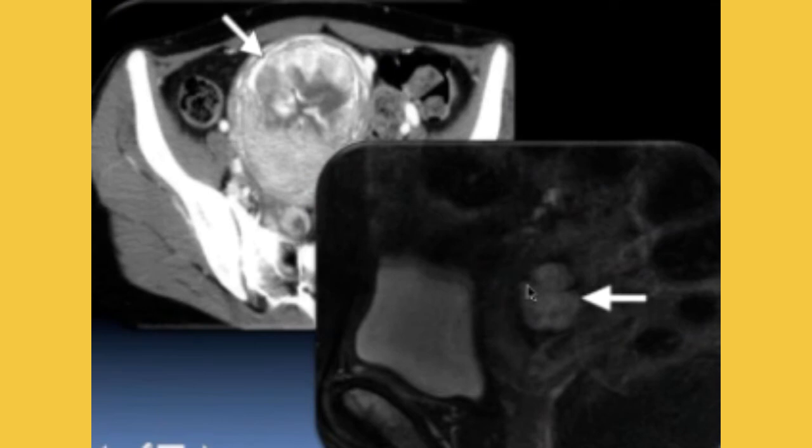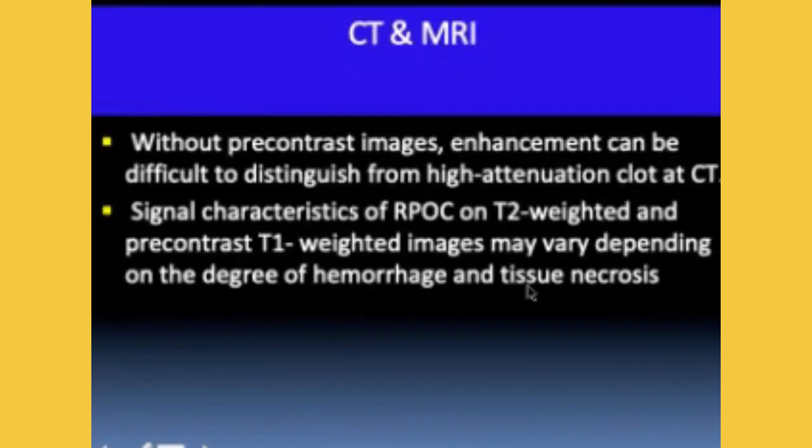But we must remember that the pre-contrast images must be seen to distinguish it from a blood clot, both in the CT as well as the MRI. Because if we see only the post-contrast images, we might miss these blood clots.